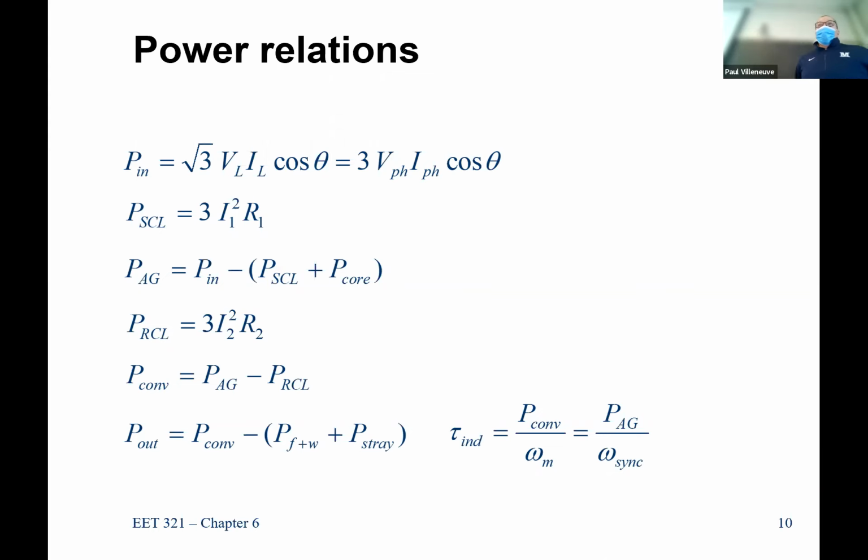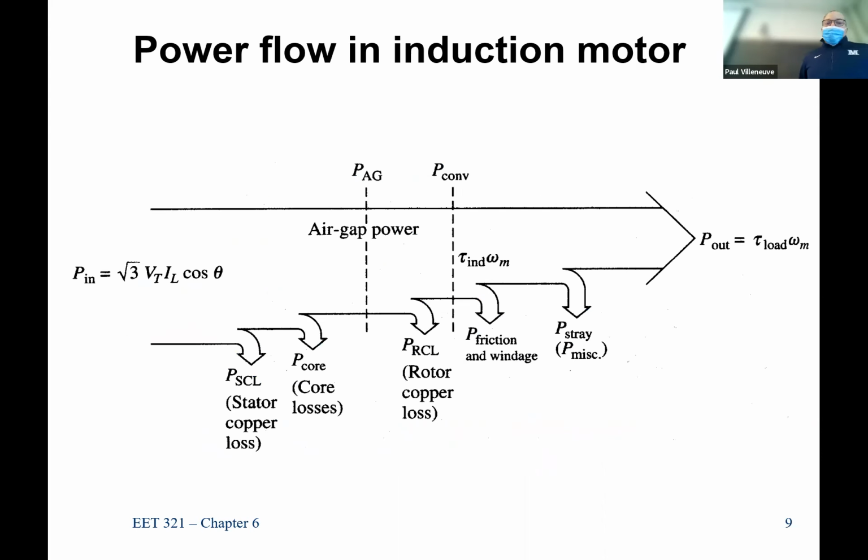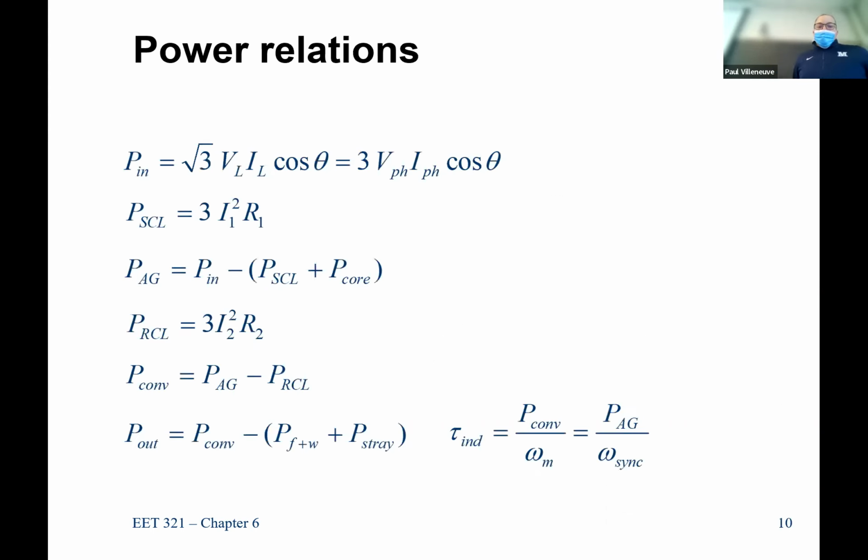Stator copper losses: we have 3 windings with 3 equivalent resistors, 1 in each winding. So we have 3 times I squared R. Those are your stator copper losses. And then if I want to figure out the air gap power, I remove my stator copper losses and any core losses. If I can't get a value of R sub C, which I most likely won't, then I'm oftentimes going to try to ignore the core losses as much as I can.